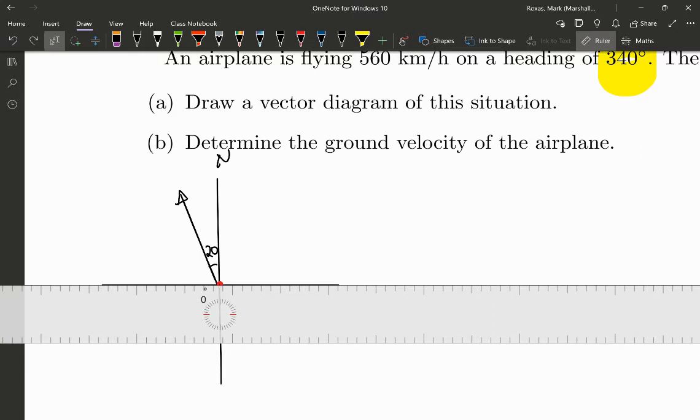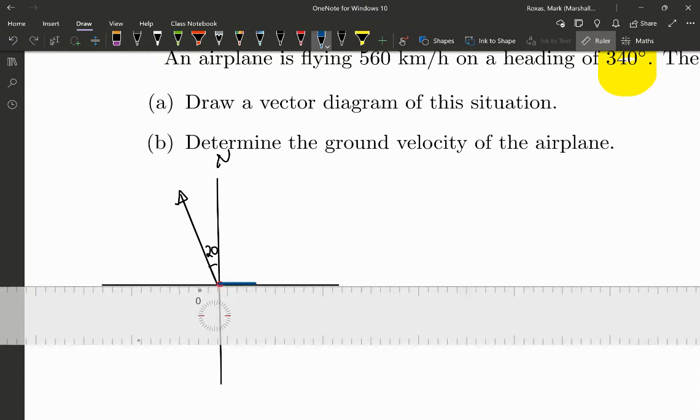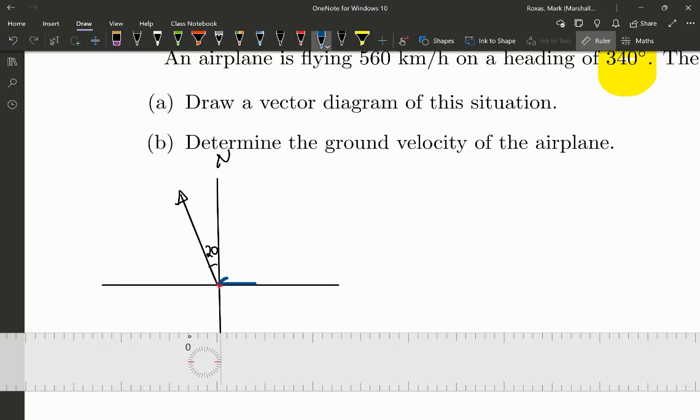Because the airplane's at 560, the wind force is only like 140. So they're a little bit, there we go. Okay, so there it is. There's my vector. And so this first vector I drew here, that's 560 kilometers per hour. The second vector here is only 140. So 140 kilometers per hour.